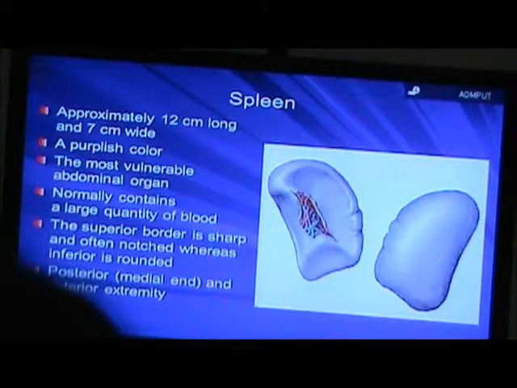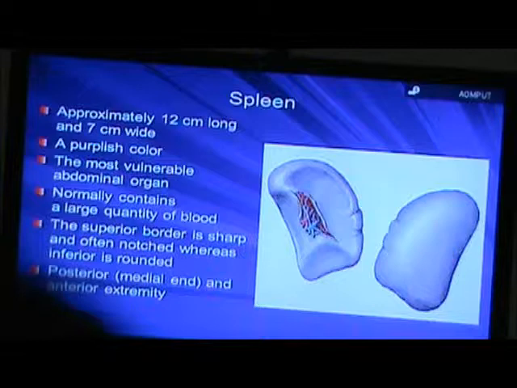The superior border of the spleen is sharp and often notched, whereas the inferior is rounded. The spleen has a posterior, medial end, and the anterior extremity. Or we can say that this is the posterior pole and anterior pole. Or end, more often end.